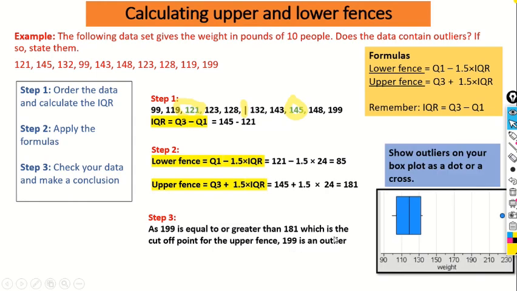That means if I was to draw a box plot for this data set, I still go through the process of my 5 number summary, but this point here is now the next biggest number after this outlier point, this outlier point of 199.